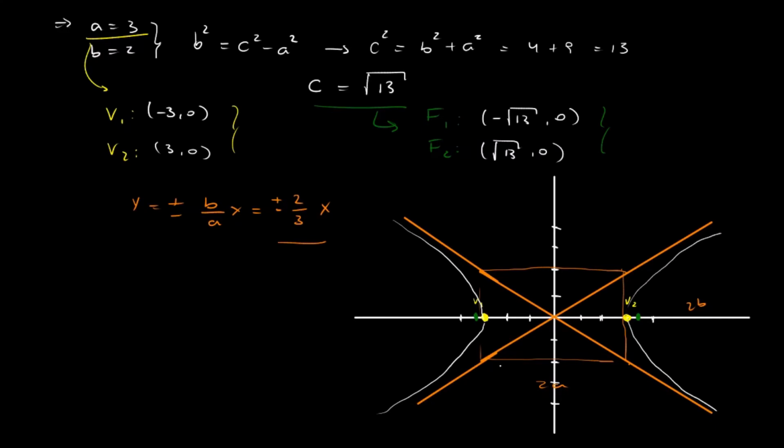These types of hyperbolas are called horizontal because they look towards the left and towards the right. If a hyperbola looks like this, with the focus points here, the two vertices, and the oblique asymptotes, that is, when the hyperbola is looking upwards and downwards, then it's called a vertical hyperbola.